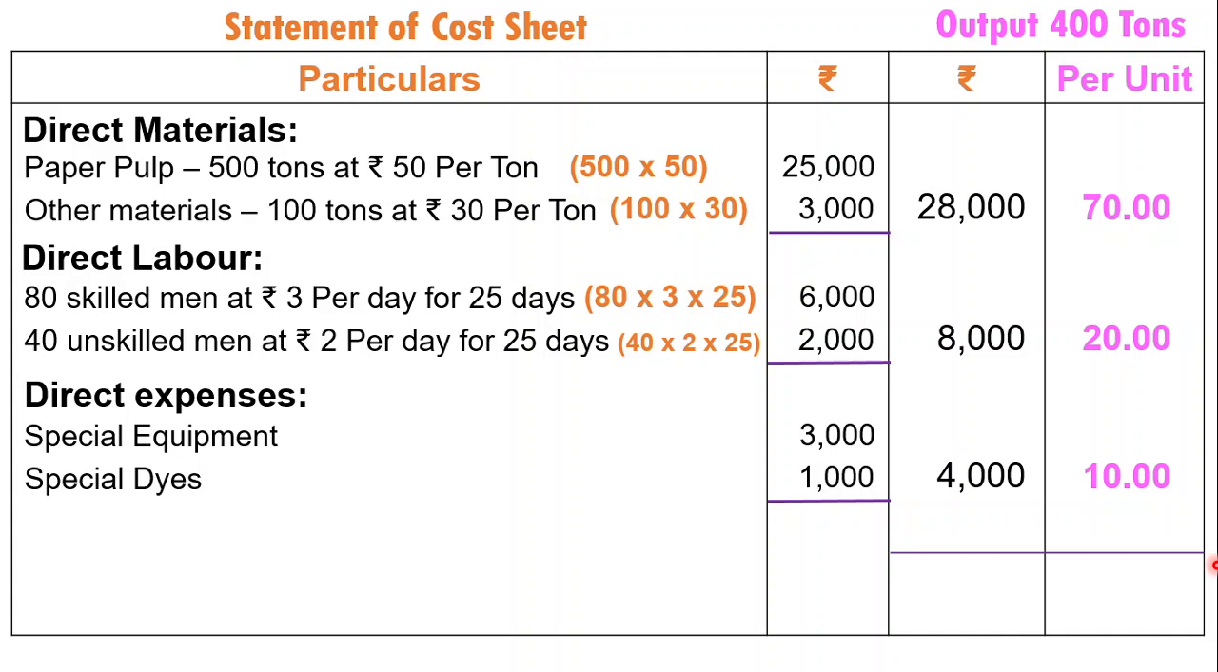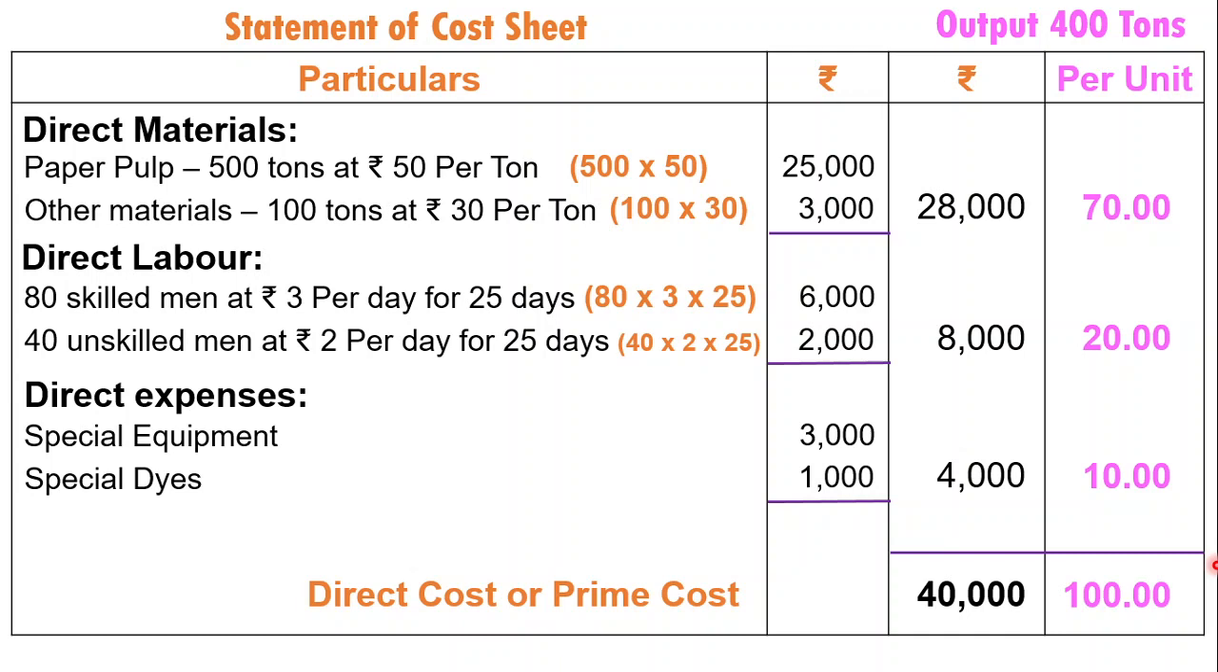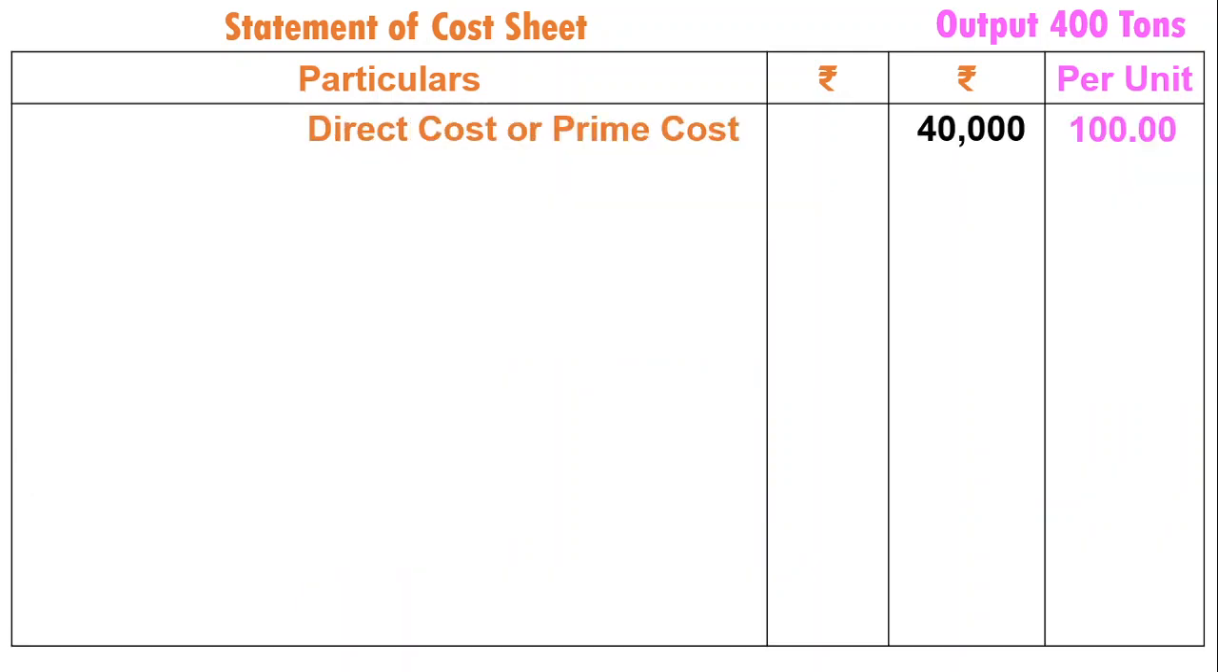Now direct materials, direct labor and direct expenses, these three calculations are completed. The total of these three is ultimately treated as direct cost or prime cost. That is 40,000 rupees in terms of value. If we add up the per unit or per ton column, then it is 100 rupees. Next, let us continue from direct cost. Direct cost and prime cost, that is 40,000 and 100 rupees.